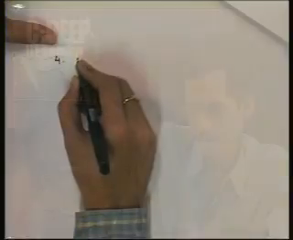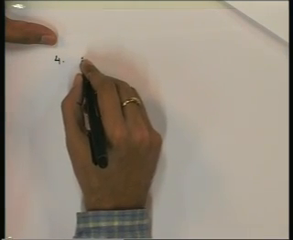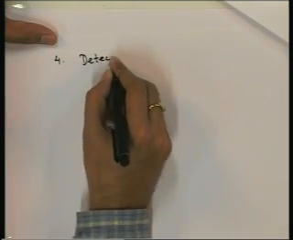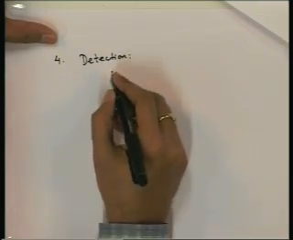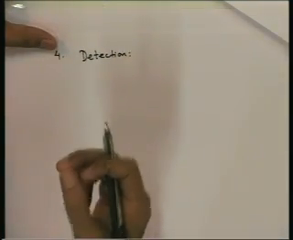Then, at the receiver, what do we do? The fourth step is detection. Detection means detecting which value of xi was transmitted from yi.